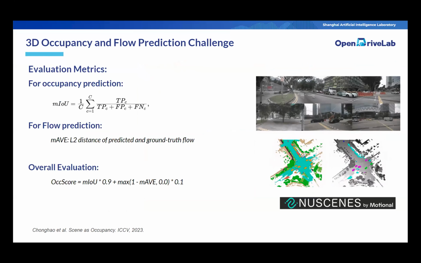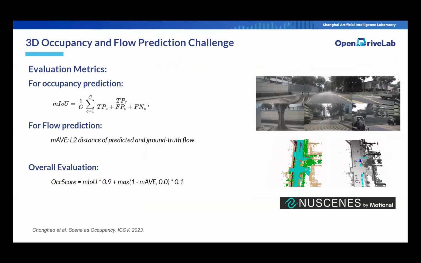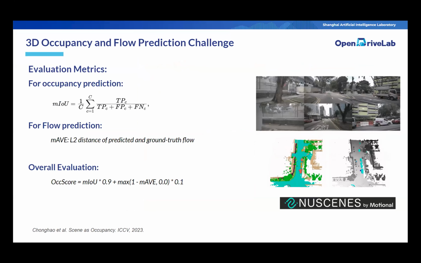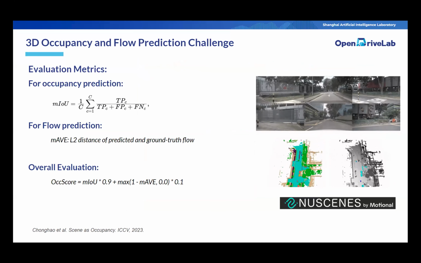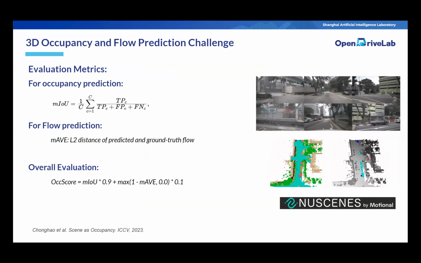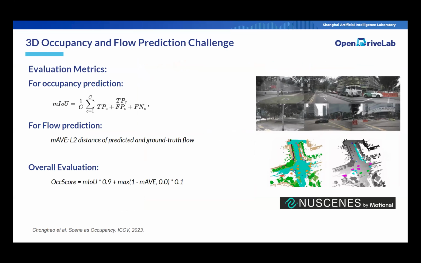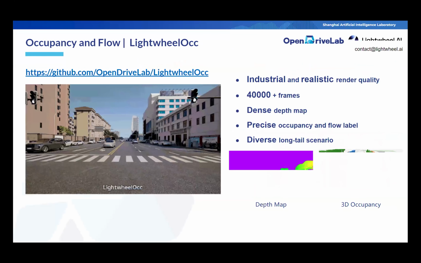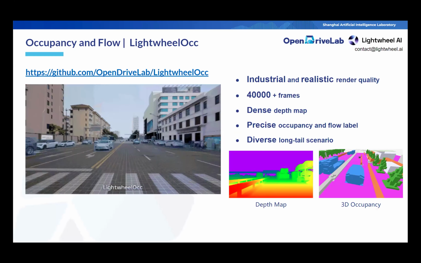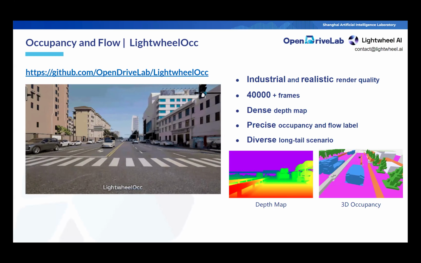So for this challenge, our evaluation metrics include two parts: occupancy prediction, for which we use mIoU, which is commonly used for segmentation, and for flow prediction, we adopt the L2 distance between the predicted and ground truth flow. The final evaluation metric is the weighted average of both metrics. We would also like to thank our collaborator LiveWell AI for presenting their good data set, LiveWell Occupancy, which can be used to augment the data diversity of the nuScenes data set.